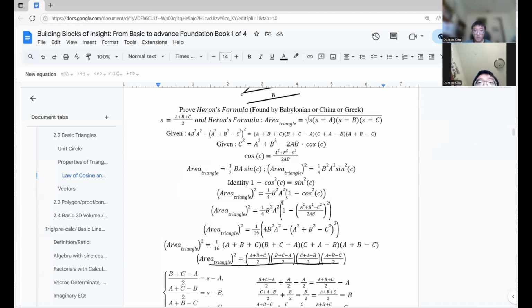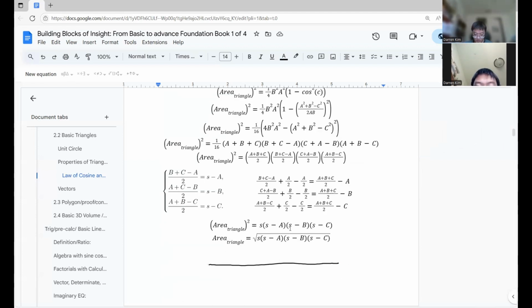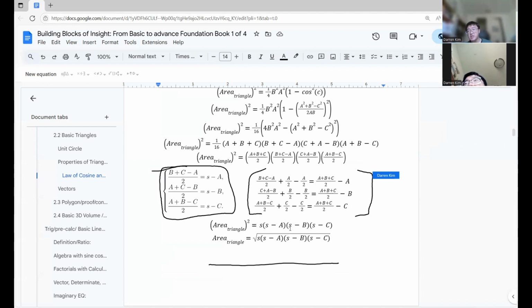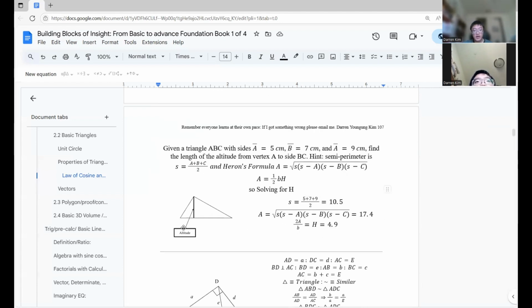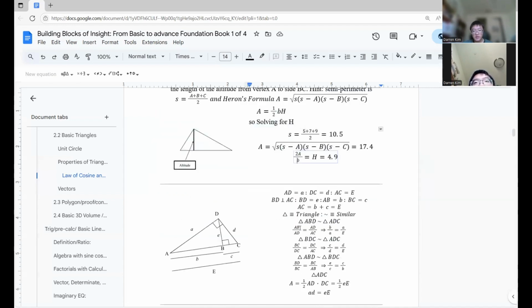Okay? And from that, we can do just a little bit of algebraic manipulation, a minuscule amount, to get this format over here. And now finally we get Heron's formula. I can never say his name correctly, so I'm not even gonna try. Anyways, the altitude is basically this, and here's one example solution of it.